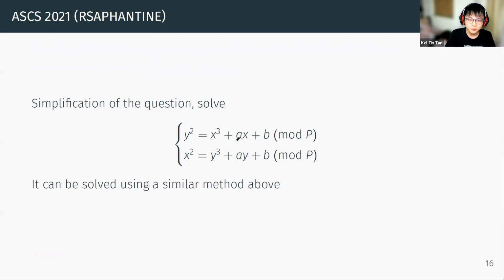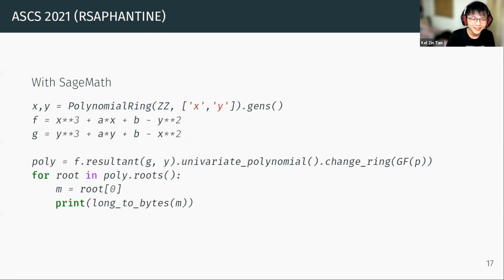To really understand why you get this equation, you need to have basic knowledge of how ECC works first. But if you know how ECC works, it just means this. You get y squared equals x cubed plus ax plus b, where a and b are known, and then you get x squared equals y cubed plus ay plus b. And then it can be solved with exactly the same method.